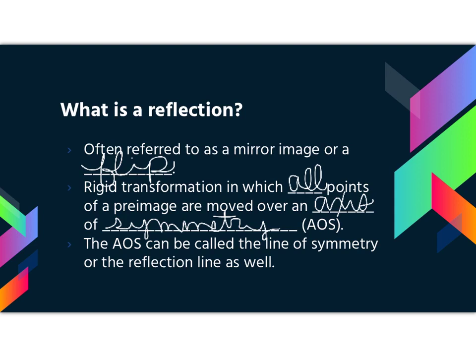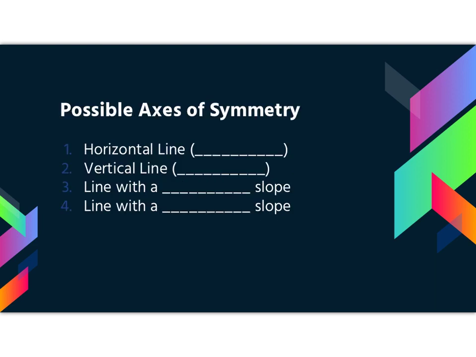Notice that axis actually means line, so other ways you can refer to an axis of symmetry are line of symmetry or a reflection line. We typically deal with 4 types of axes of symmetry. Notice that the plural of the word axis is axes with an E in there. So one of those axes of symmetry could be a horizontal line.